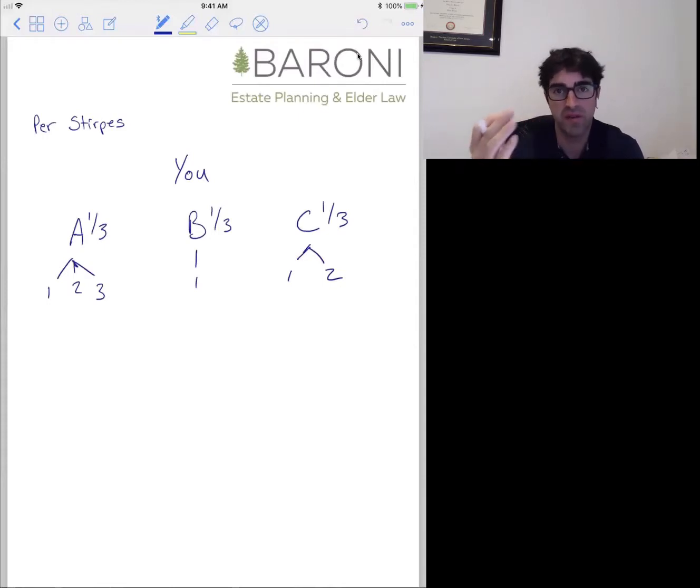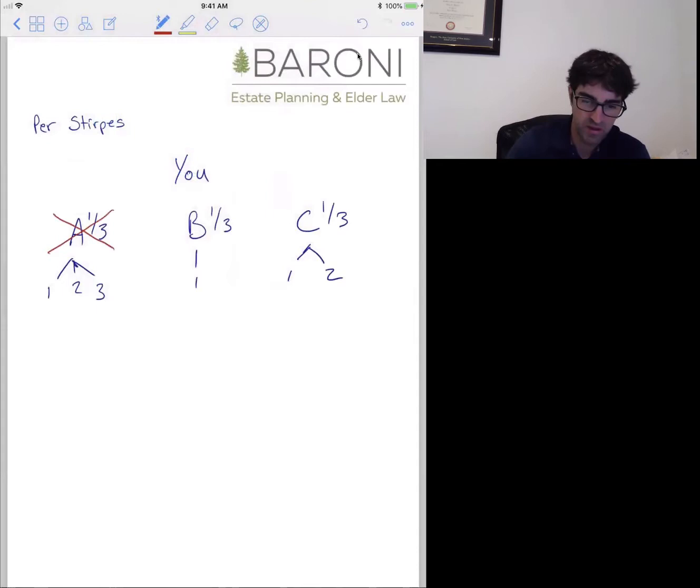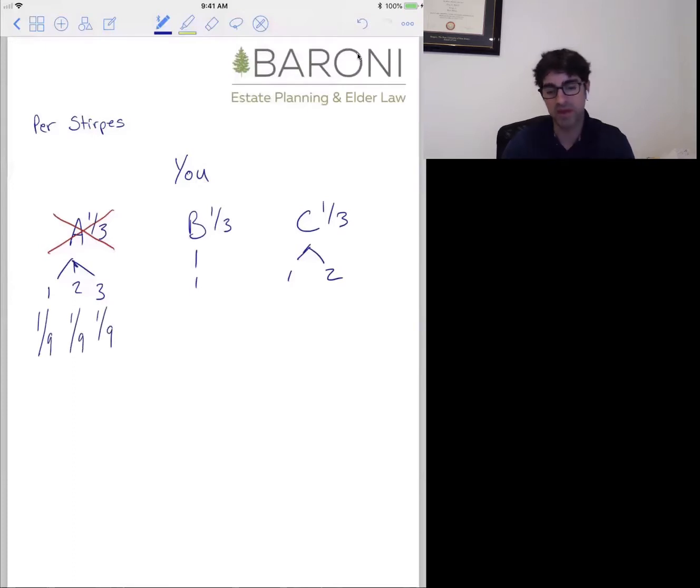Let's look at what happens if A predeceases you. This is going to mean a person has predeceased the account holder when they're crossed out in red. So now A is deceased. Now you die. You're the account holder. A would have taken a third, so his children are going to split that third. They're going to take a third of a third, which is a ninth. B and C are still living, so they're going to take their thirds.